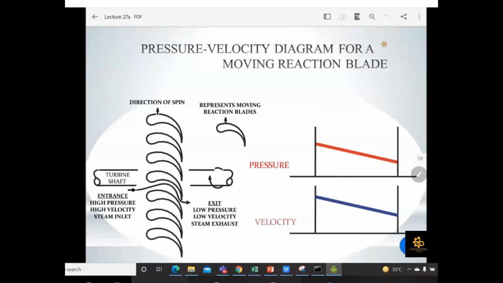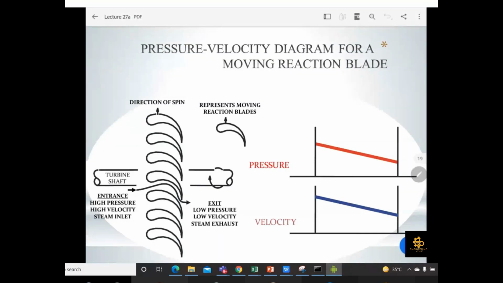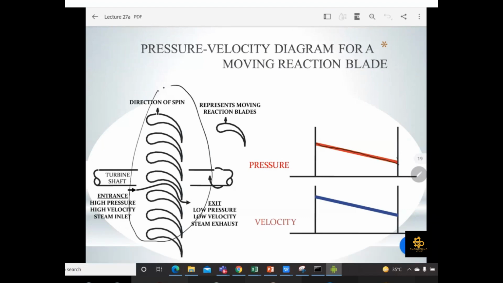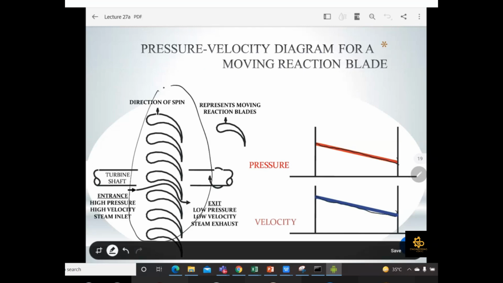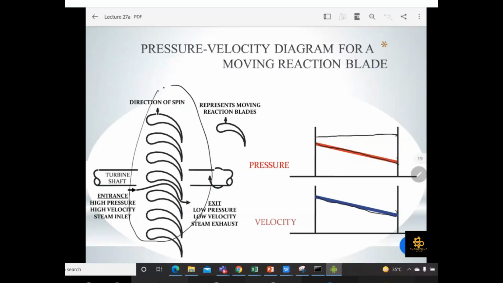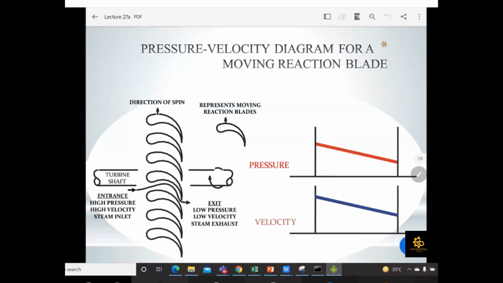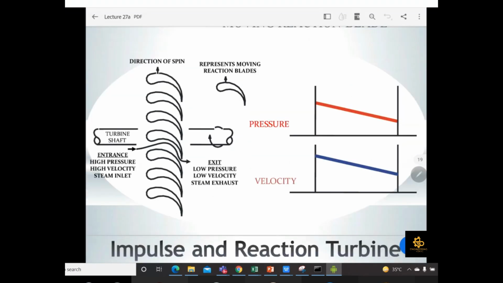Now let's take a look at the pressure velocity diagram for the moving blade section of your reaction turbine. From here we can easily figure out the difference: for the moving blade section, the pressure decreases and the velocity also decreases. In the case of the impulse turbine, this graph is the same for velocity, but it means the pressure is constant when the steam passes through the moving blade in the impulse turbine. So this is the main difference between impulse and reaction turbines.